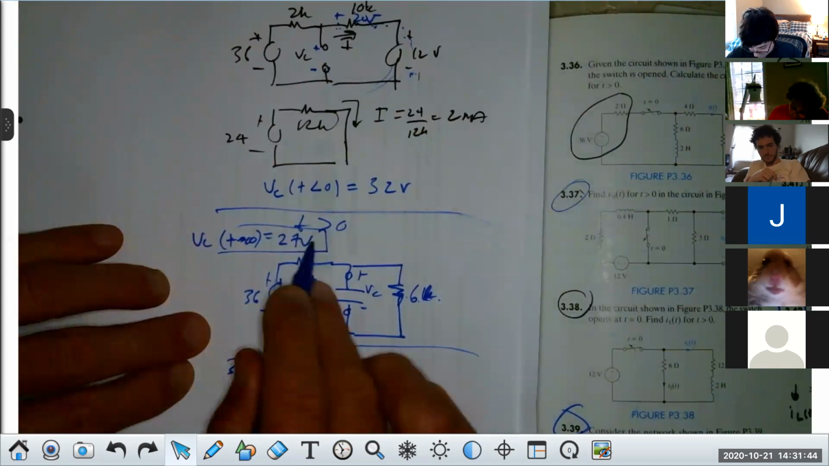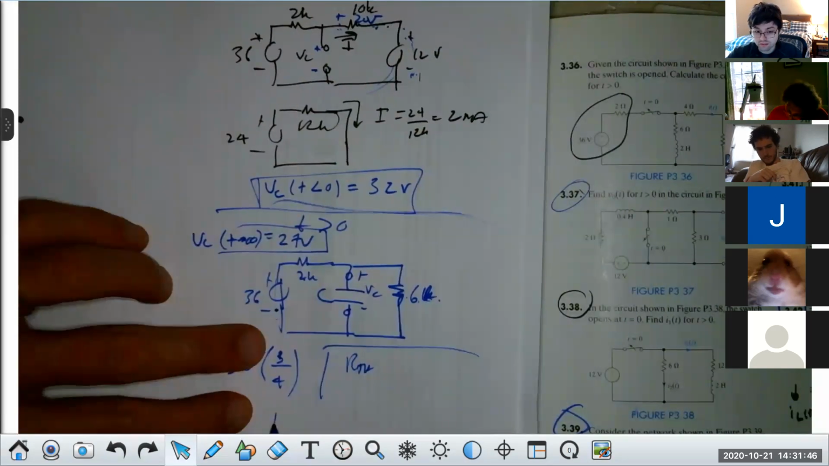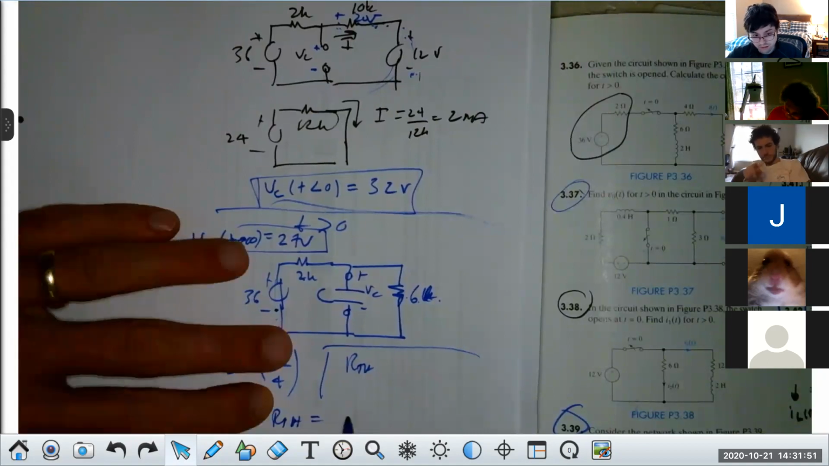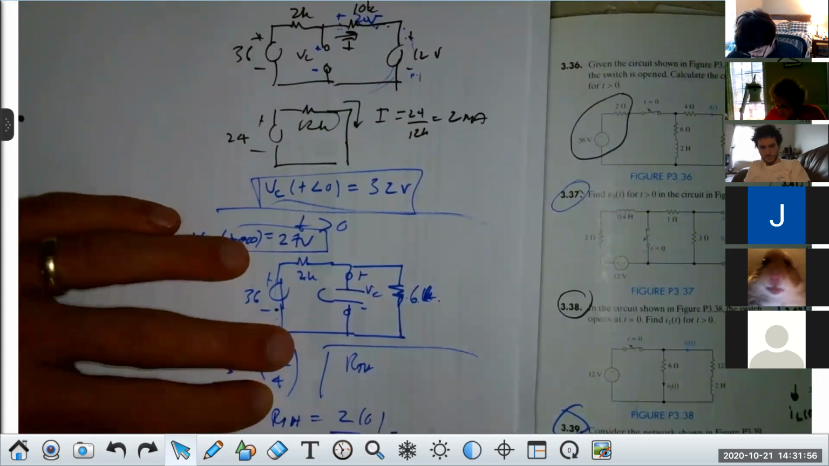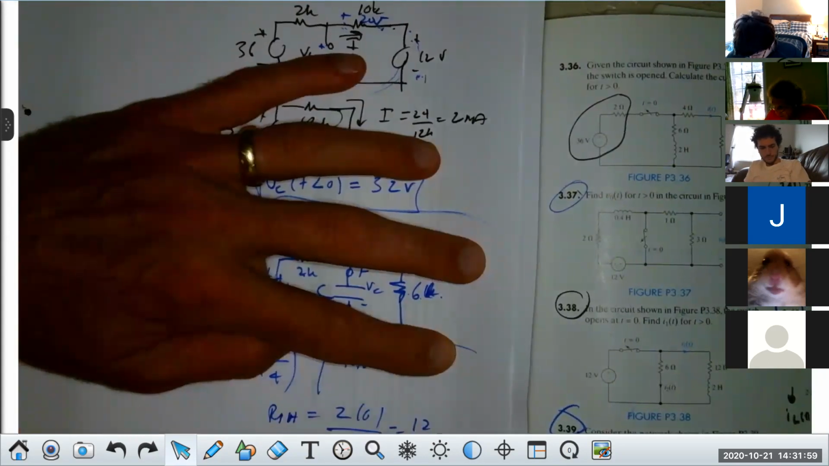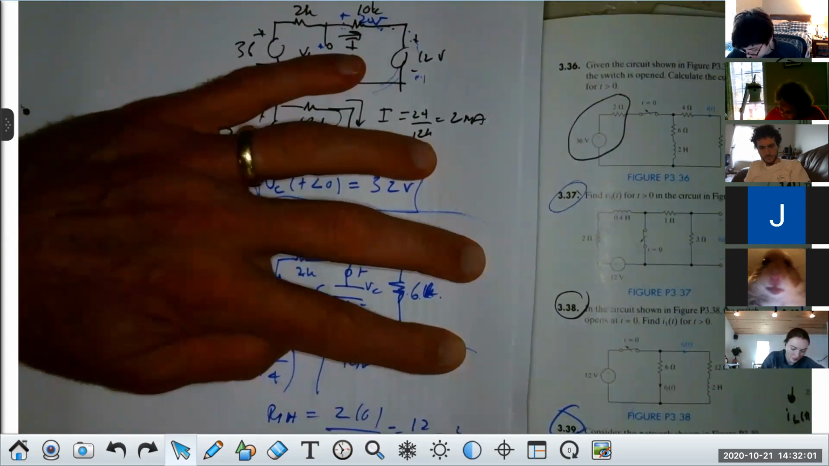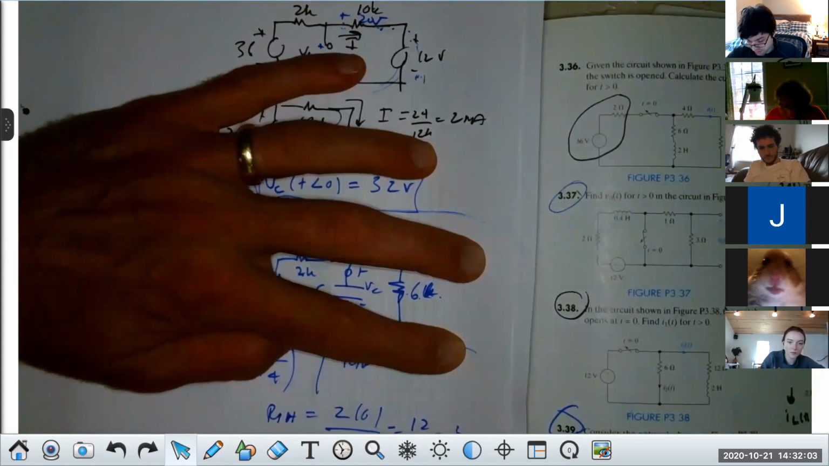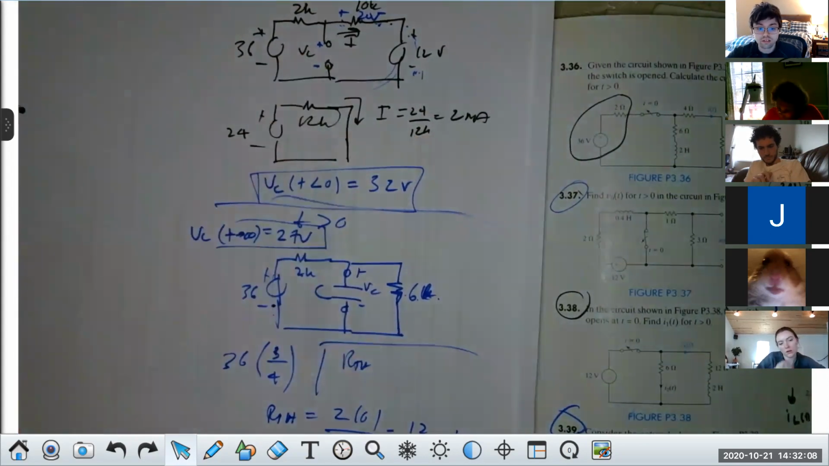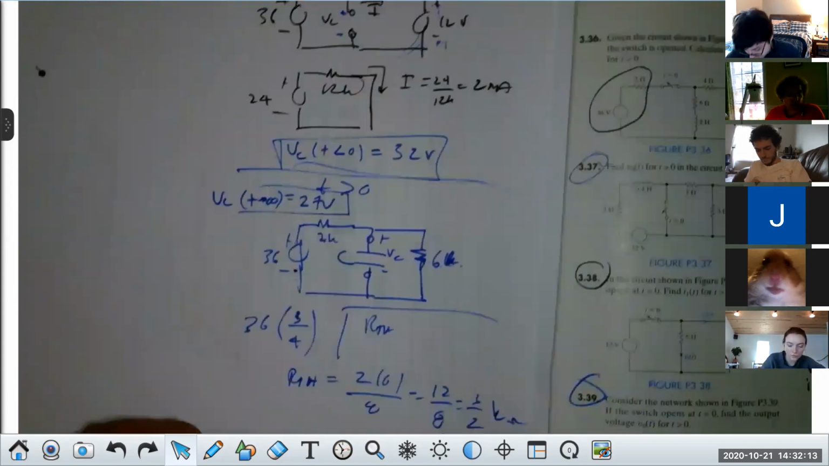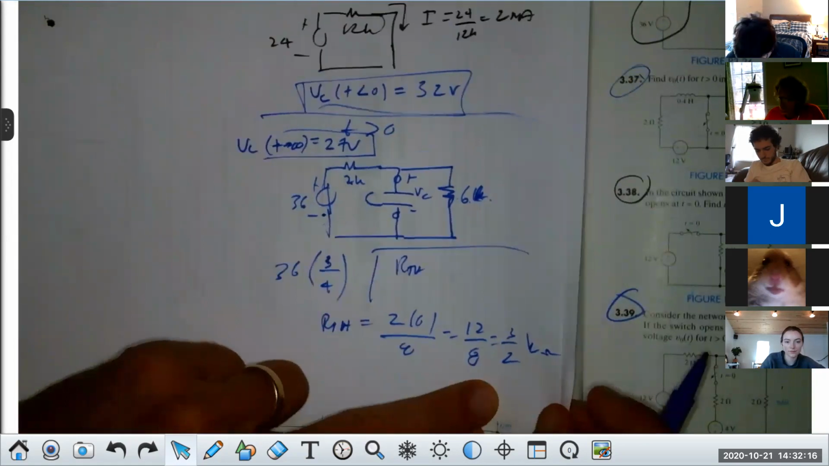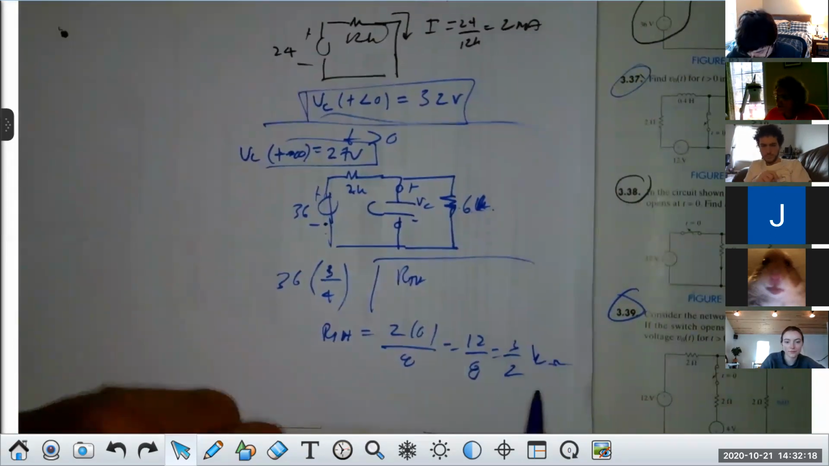Therefore, R Thevenin becomes 2 in parallel with 6, right? Would be 2 times 6 over 2 plus 6, or 8. So it's 12 over 8 or what? Divide both by 4, I get 3/2. Agreed? And then that's R Thevenin and it would be in K ohms, right? Is that right, class? Yes.